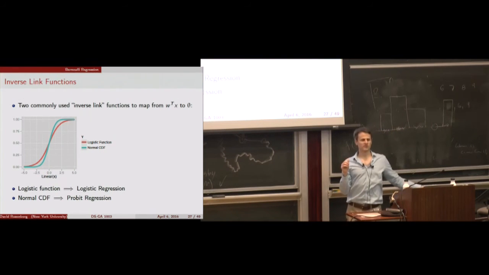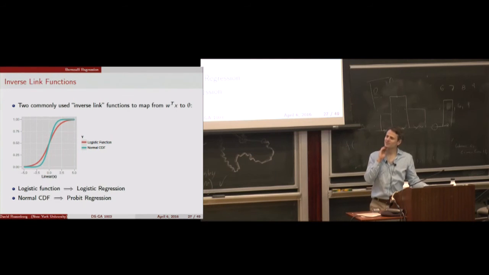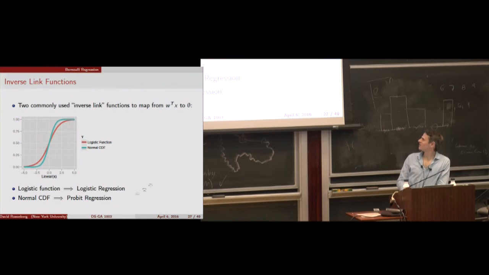You know what the logistic function is? 1 over 1 plus e to the minus x. It showed up on some other slides. Anyway, that's the red line. And then it turns out if you use the normal cumulative distribution function, that also has the right properties. That's the blue line. They're a little bit different.